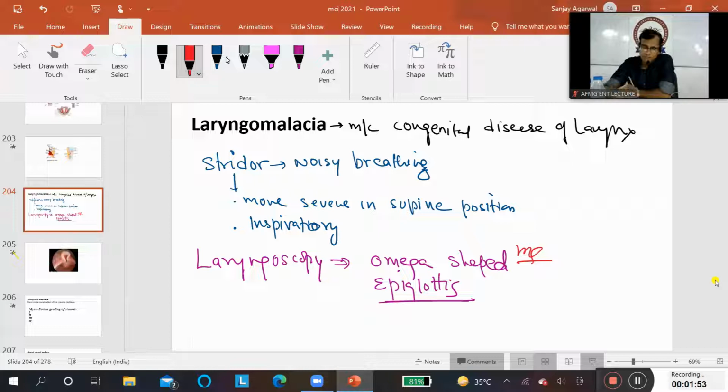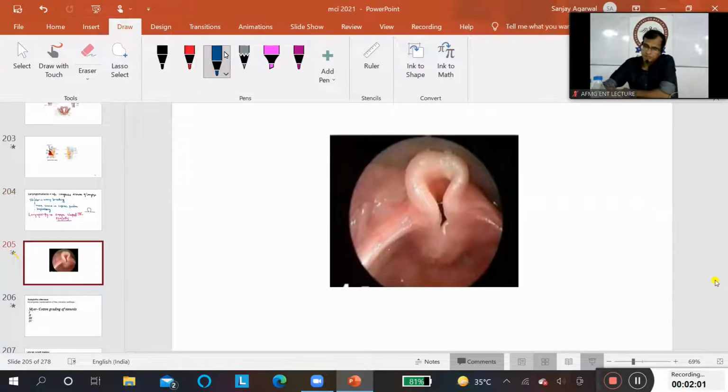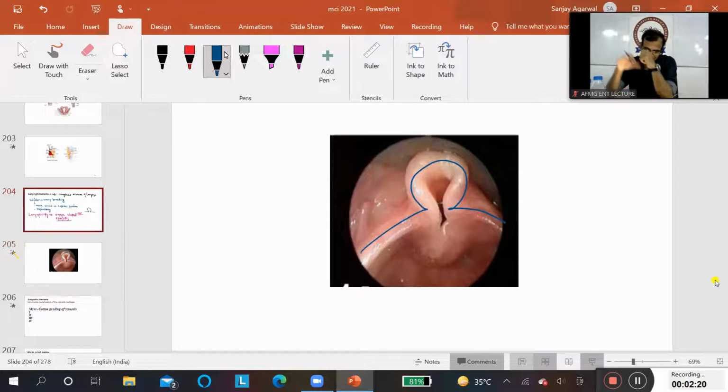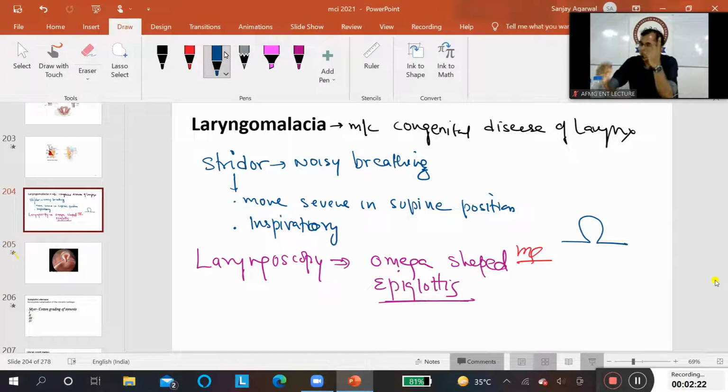How do you write omega? Epiglottis becomes like this, like omega. Actually, omega is written like W also. There are two ways of writing omega. This is omega, this is omega. So those who know, this is the correct one.